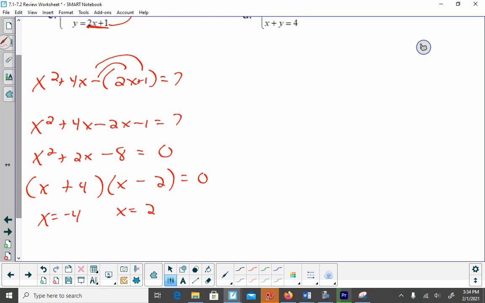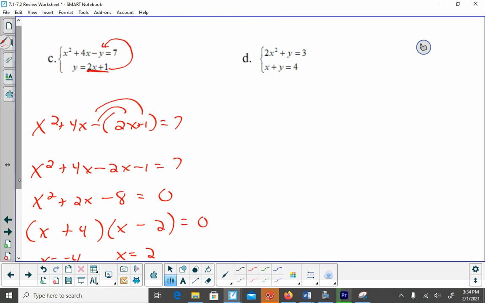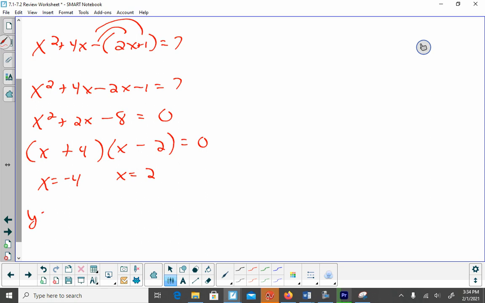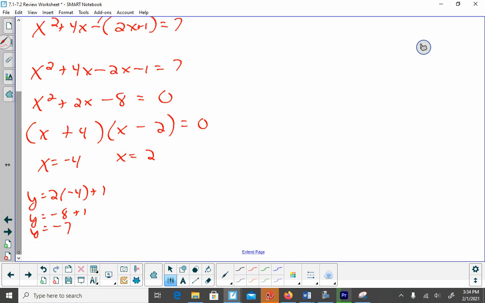So I'm going to have two places where this graph intersects, which means I'm going to have to find 2 points. I'm going to substitute into this equation here to find my y. So y is equal to 2x, which I just said was negative 4, plus 1. So y is equal to negative 8 plus 1. y is equal to negative 7. So one ordered pair is going to be negative 4 and negative 7.